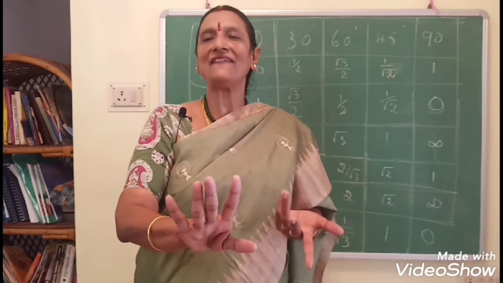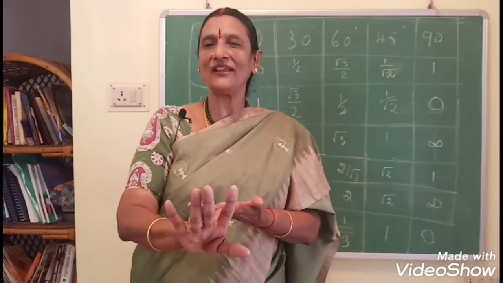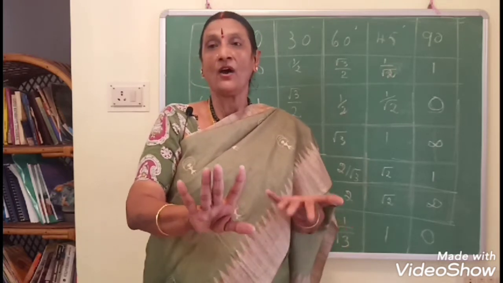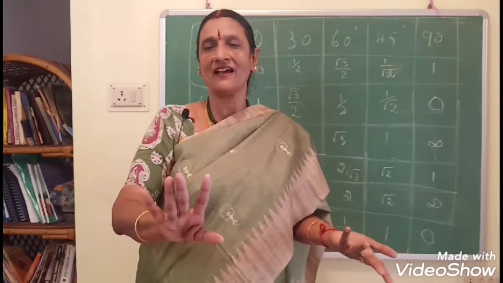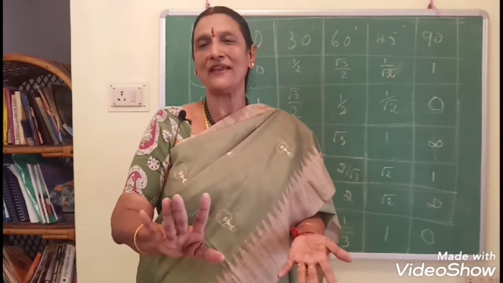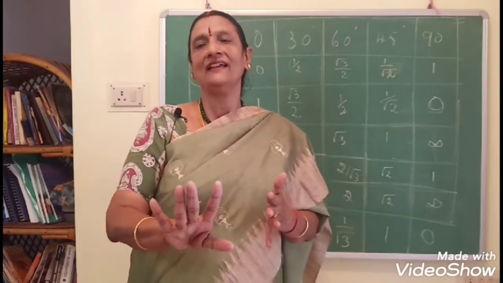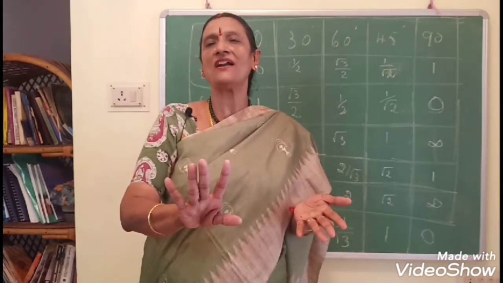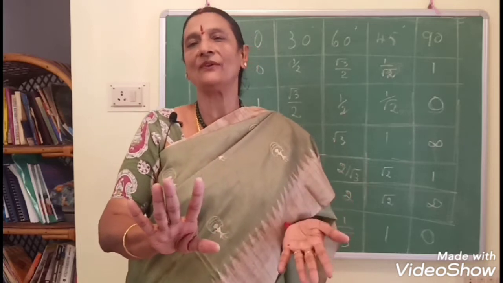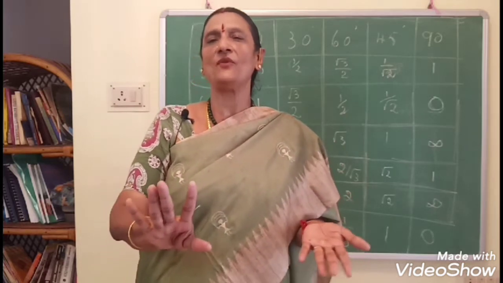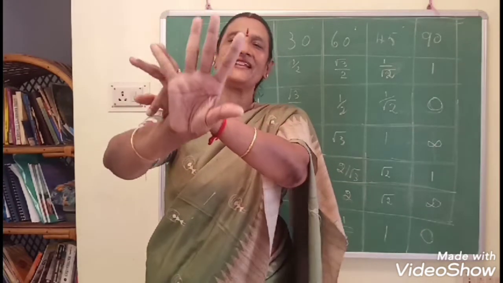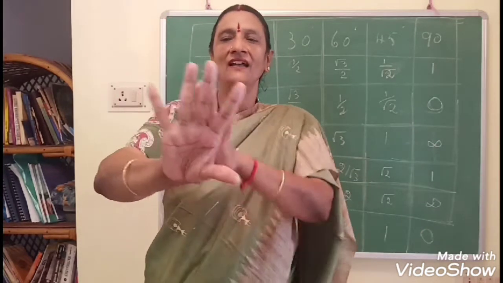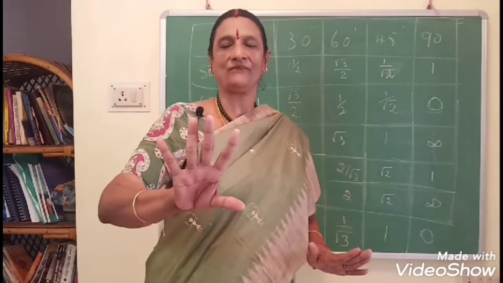Now, what about the other ratios? Tan 0 is 0. Cosecant 0 is 1 by 0, which is not defined. Secant 0 is 1 by 1, that is 1. Now, cot 0 is what? 1 by tan 0, which is equal to 1 by 0, which is also not defined. So, all the 6 ratios of 0 degrees we have got through this finger method. Therefore, we can remember it that way.